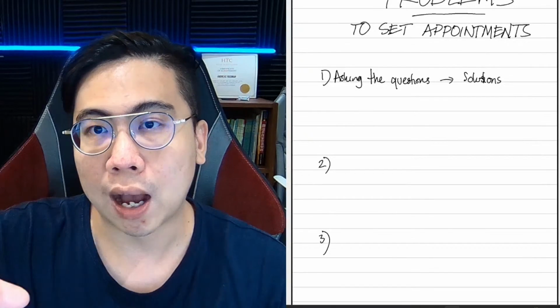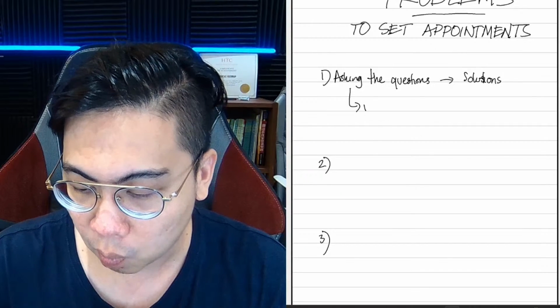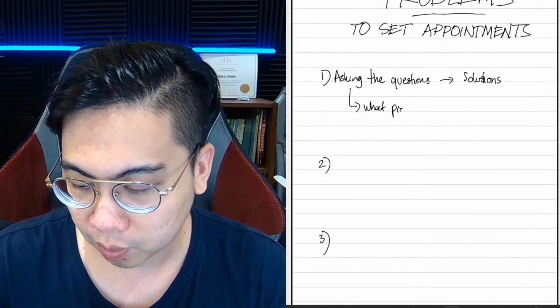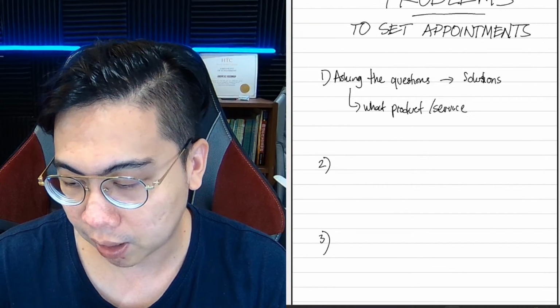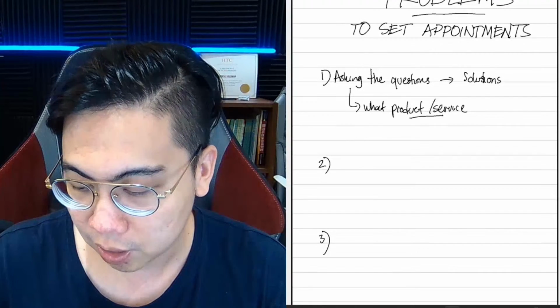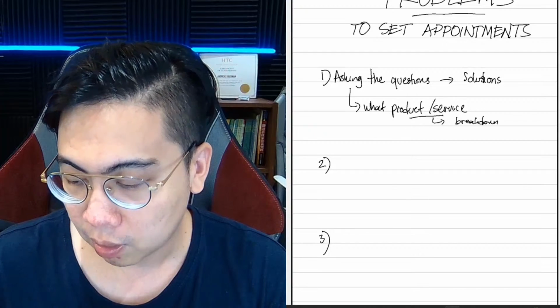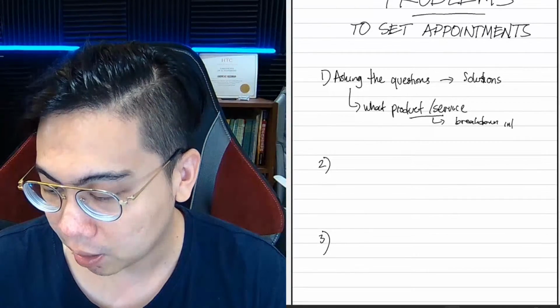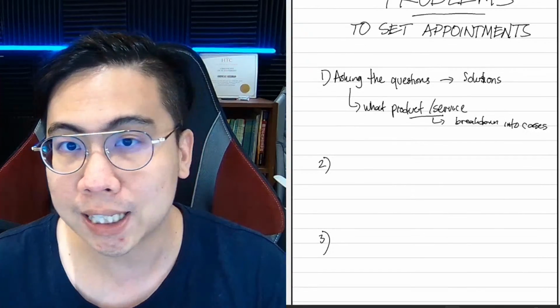So how do you ask the right question? You need to start by understanding what product or service you are selling, or your company is selling. If you don't know this very deeply, you need to break it down into cases. So you know that, okay, in the example just now, you're solving a lead generation problem.